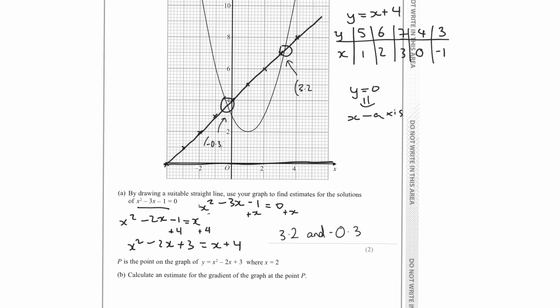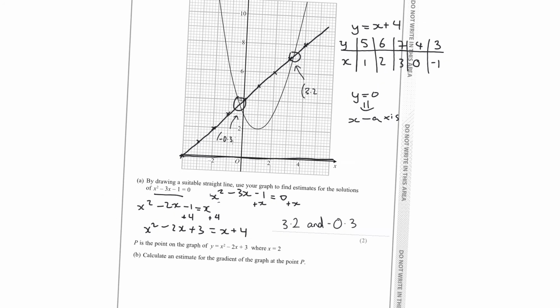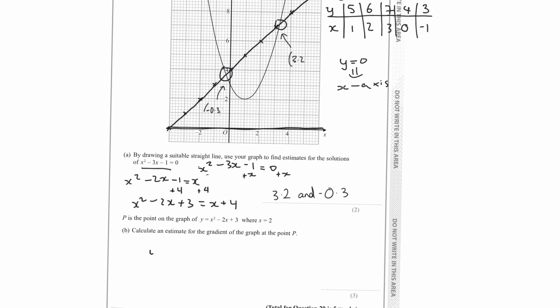Okay, and then looking at part B, so it says P is a point on the graph drawn, the actual one drawn, where x is equal to 2, so it wants us to estimate the gradient of the graph at point P. So having a look at this, when we know that x is equal to 2, so if we substitute in the values of when x is equal to 2, so y would be equal to 2 squared minus 2 times 2, because we substitute for x, plus 3. So that would be 4 minus 4 plus 3, which is not 0, which is 3. So we know when x is 2, y is equal to 3.